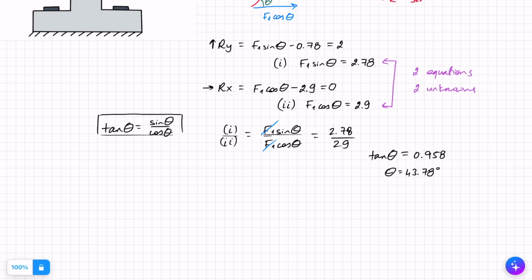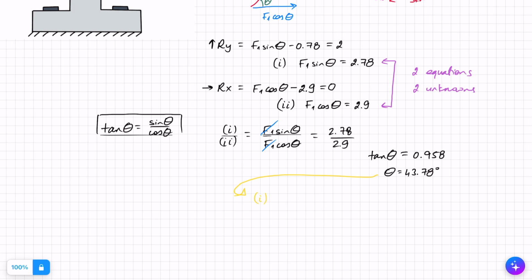I'm just going to take that number and go to equation 1, and if I write that in, I know that F1 sine theta is 2.78, and therefore F1 is going to be 2.78 divided by sine theta, and that works out as 4.01 kilonewtons. So there we have it. I've got my angle, I've got the magnitude of force F1, and that's really all I needed to find.